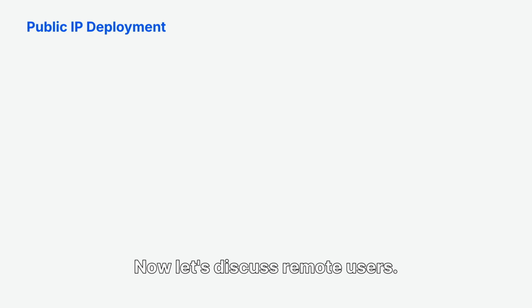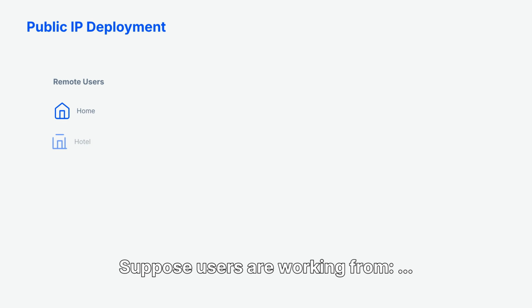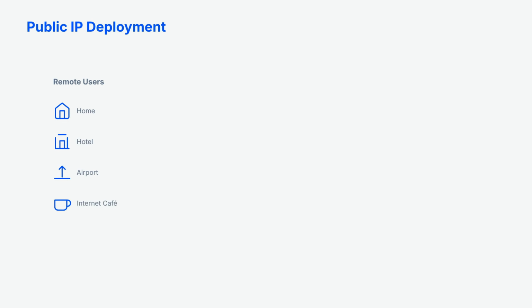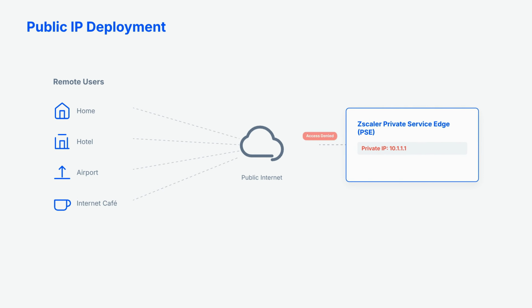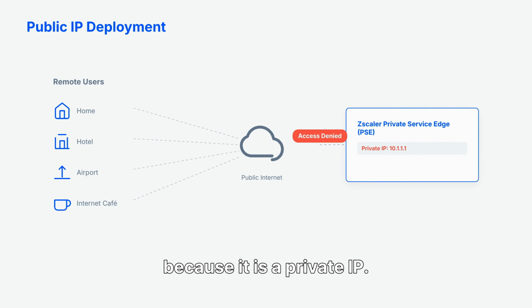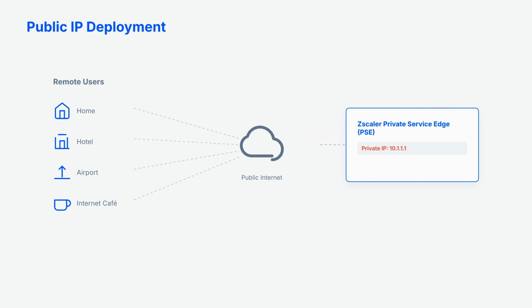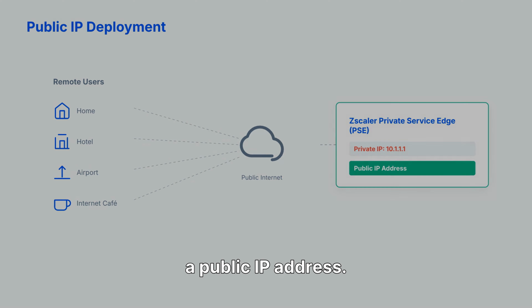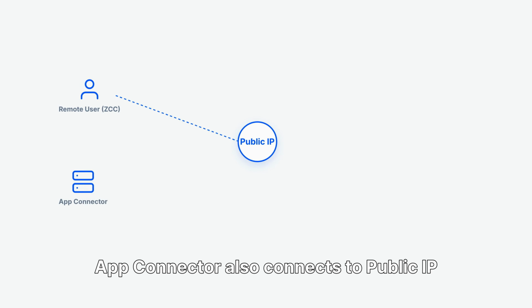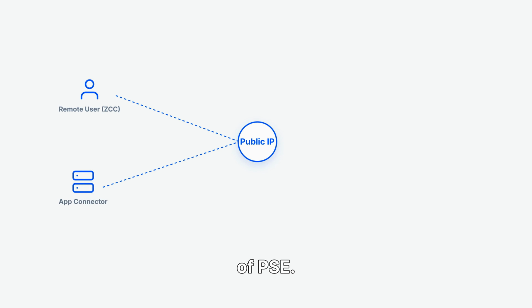Public IP deployment. Now let's discuss remote users. Suppose users are working from home, hotel, airport, or internet cafe. These users cannot access 10.1.1.1 because it is a private IP. Therefore, PSE can also be configured with a public IP address. In this case, ZCC connects to the public IP of PSE. App connector also connects to the public IP of PSE.